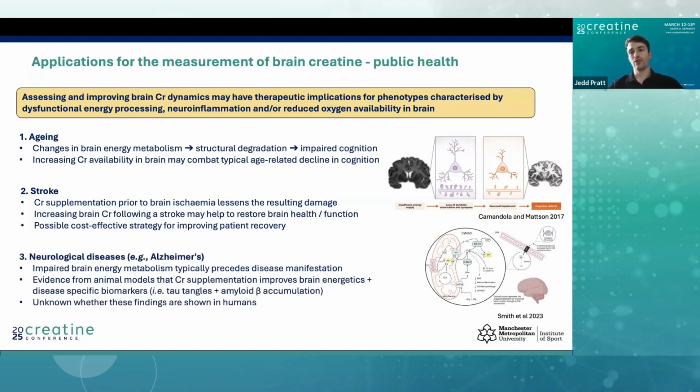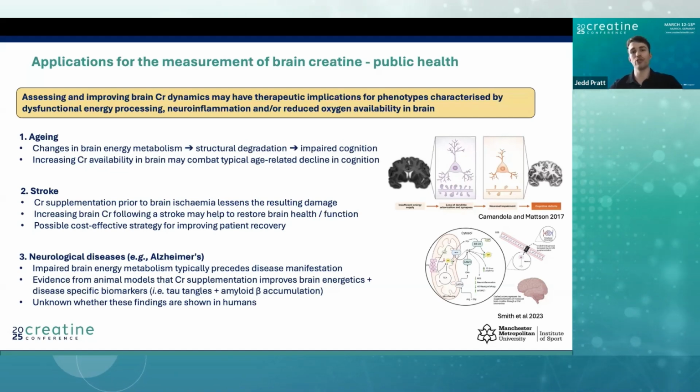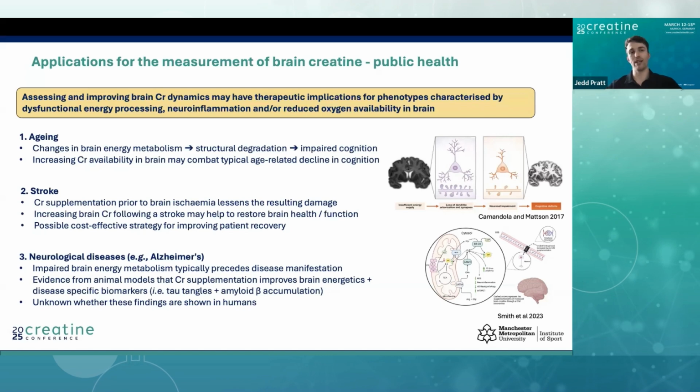And then neurological disease is another big theme where creatine has been proposed to have quite promising applications. It is often the case that we do, again, get this impairment in our brain energy metabolism that precedes the manifestation of these diseases. And there is certainly evidence, largely from animal models, that shows that creatine supplementation can help with some of these disease-specific markers, and in the case of Alzheimer's, that would be such as the amyloid beta or tau tangles. But again, it's largely based upon animal models.